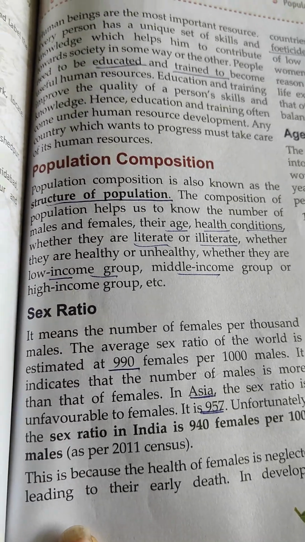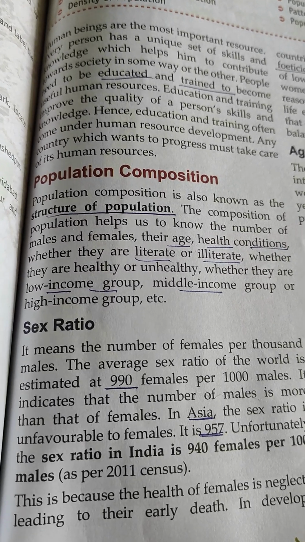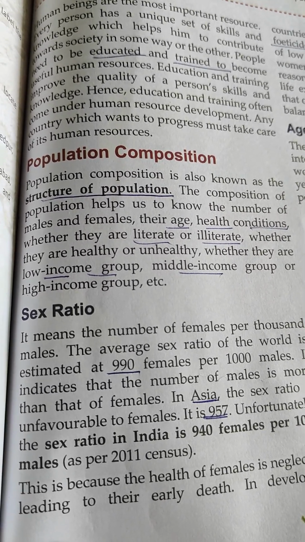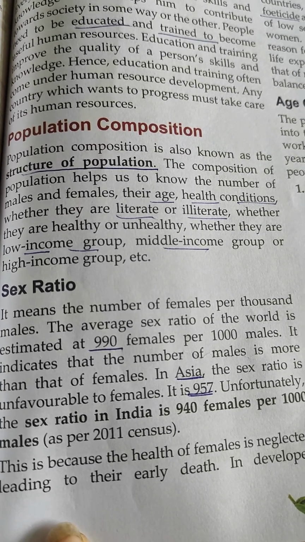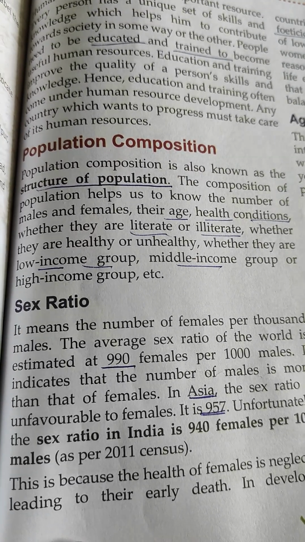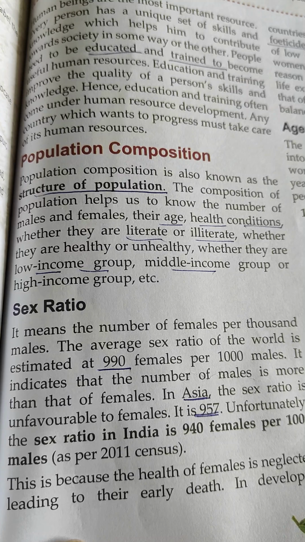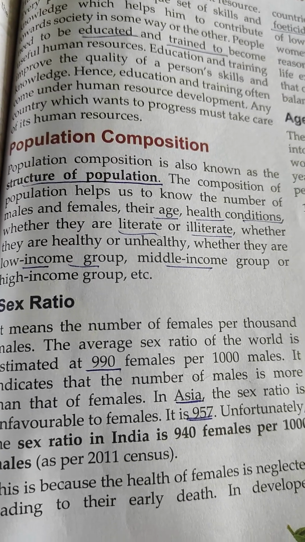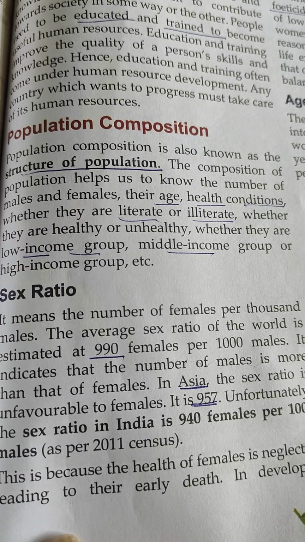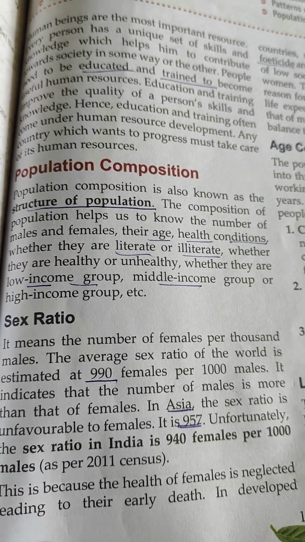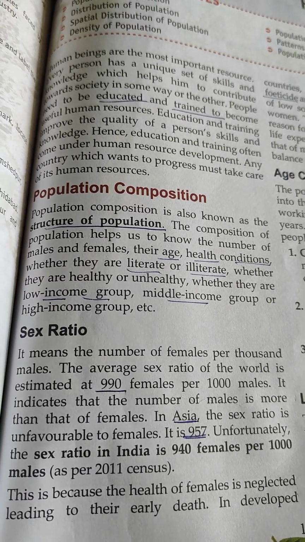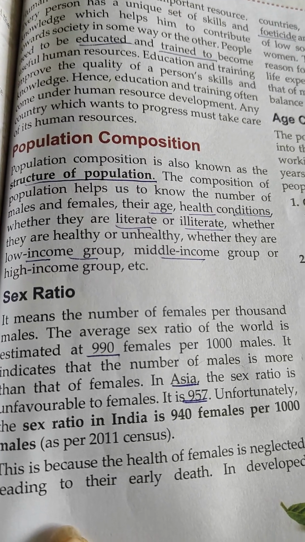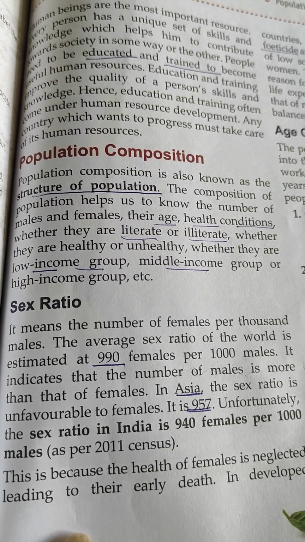Sex ratio means division of gender, male and female. The average sex ratio of the world is estimated at 990 females per 1000 males. It means we have to check the number of females per 1000 males. In Asia, it is 957. Unfortunately, in India it is 940 per 1000 according to the census of 2011.